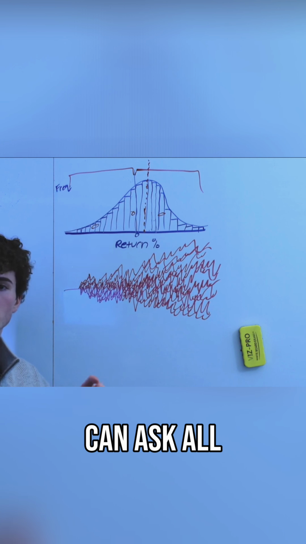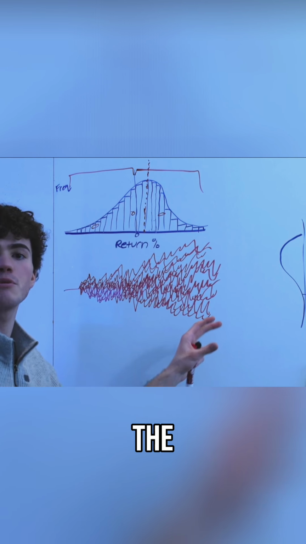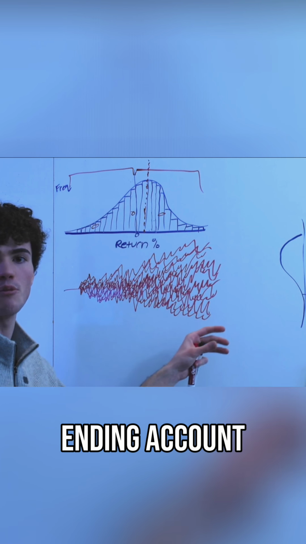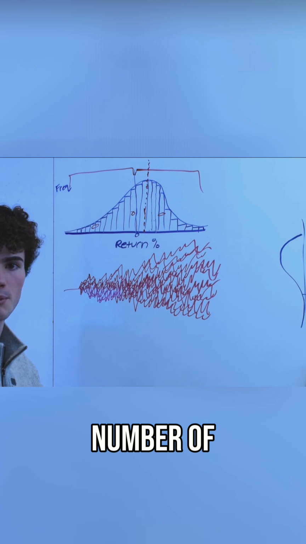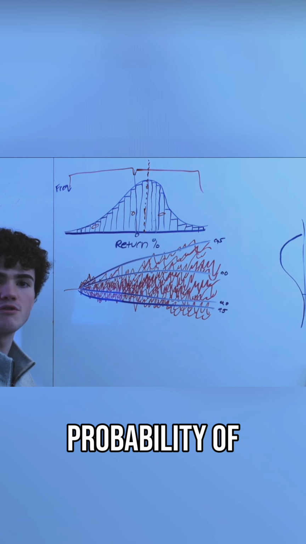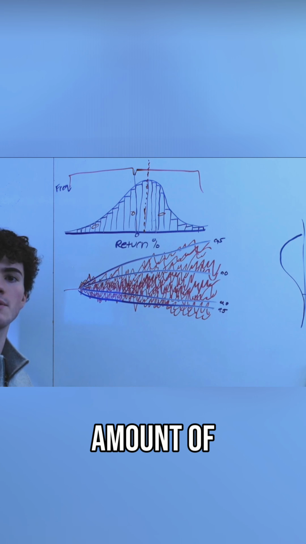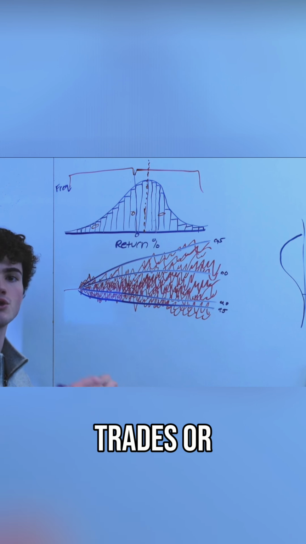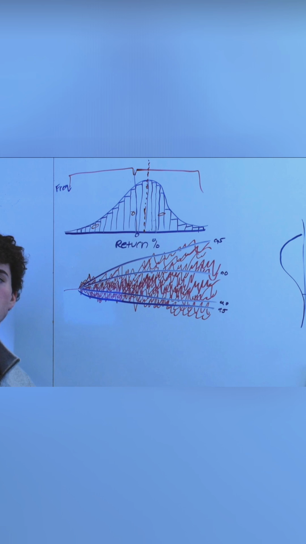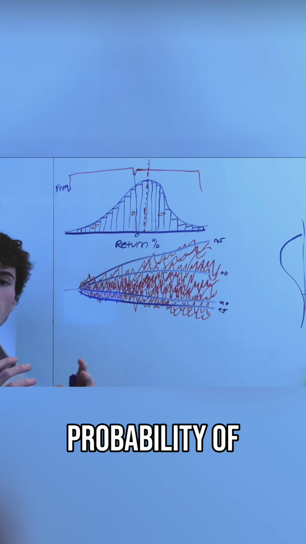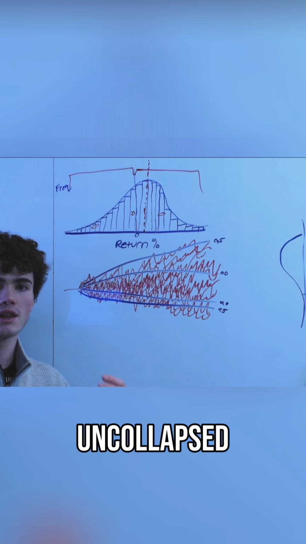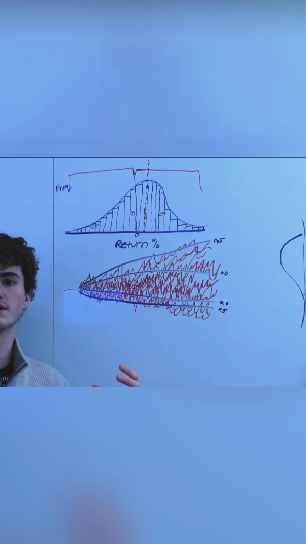And now we can ask all sorts of probabilistic questions. We can find the probabilities of achieving any ending account balance after a certain number of trades or a certain number of trading days. We can find the probability of incurring any amount of drawdown or any amount of run-up a certain number of trades or days into trading the strategy. We can simulate barrier problems like a barrier option or a prop firm account challenge and find our exact probability of passing. So this is really the uncollapsed information from a backtest or a list of historical trades.